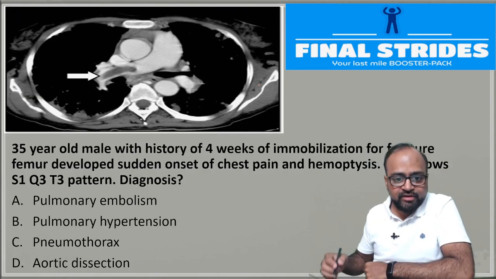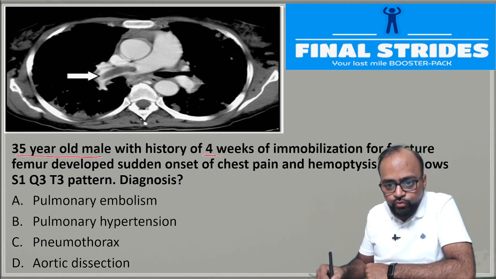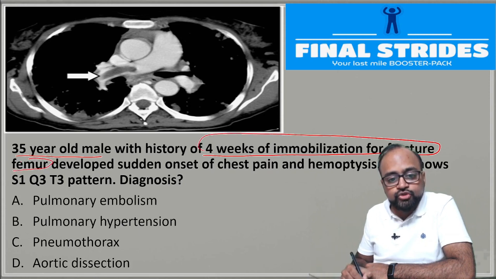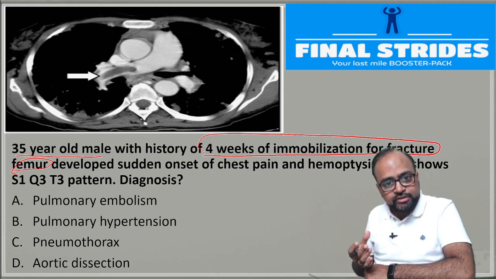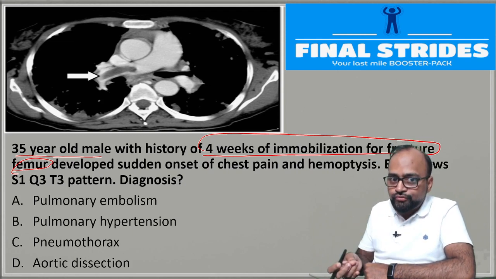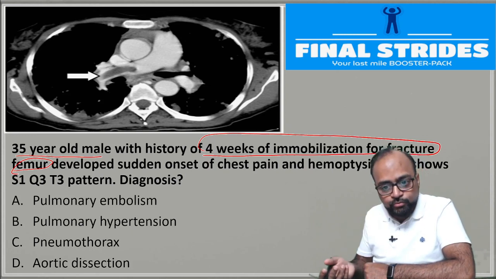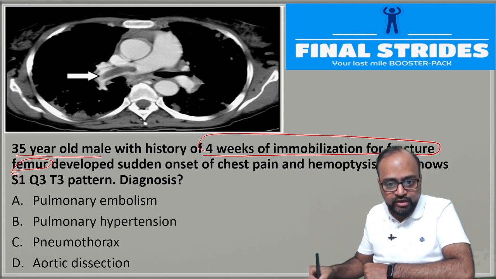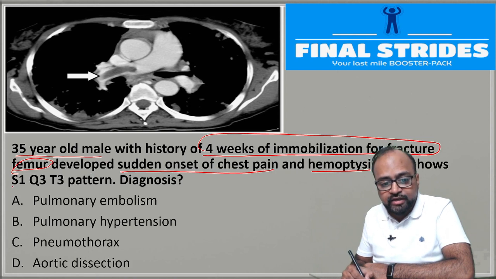Now look at this typical clincher. A 35-year-old young male presents with 4 weeks of immobilization for fracture femur. Because there is immobilization, there is a deep venous thrombosis. This thrombus has dislodged from the lower limb veins, went into the right side of the heart, went into the pulmonary artery and gets stuck within the pulmonary artery. So the patient has sudden onset chest pain and hemoptysis. ECG shows a very clincher S1Q3T3 pattern.